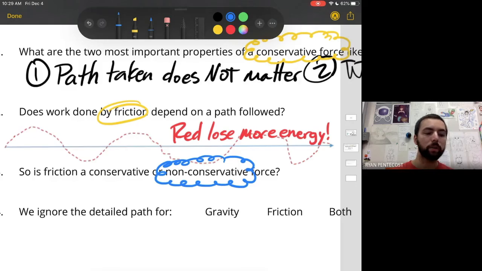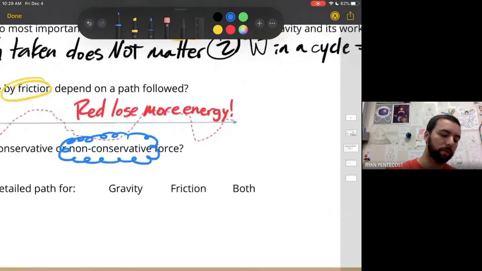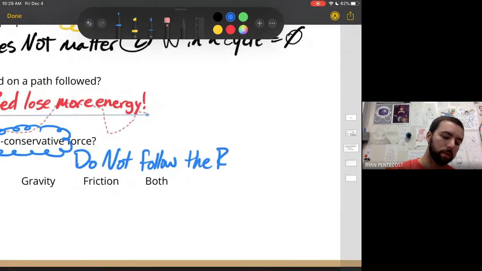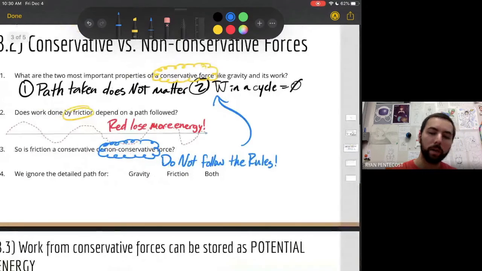So non-conservative forces break these rules. Okay? Non-conservative forces, they do not follow the rules. So these rules that we've got up here, the path does matter for non-conservative forces. And a cycle can lose energy if there's a non-conservative force.